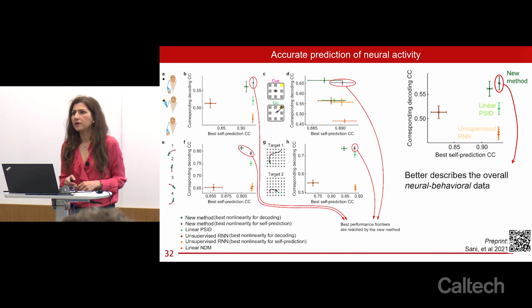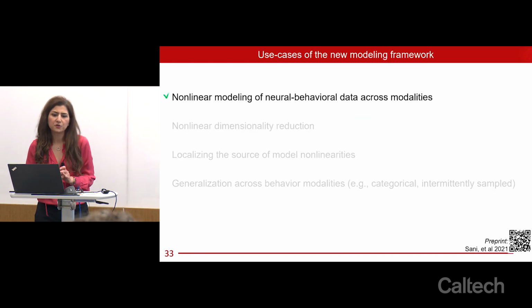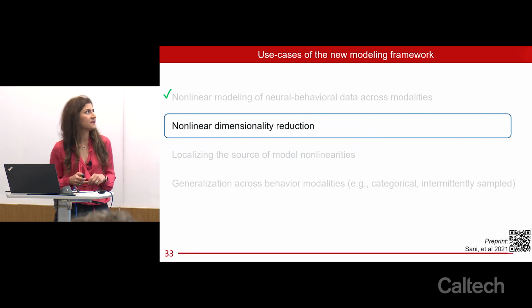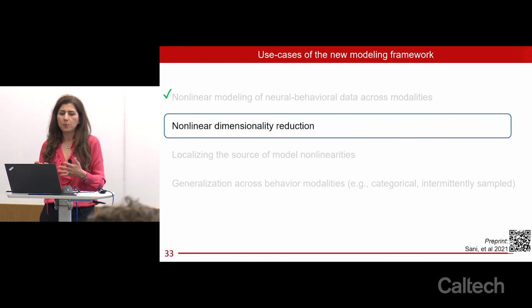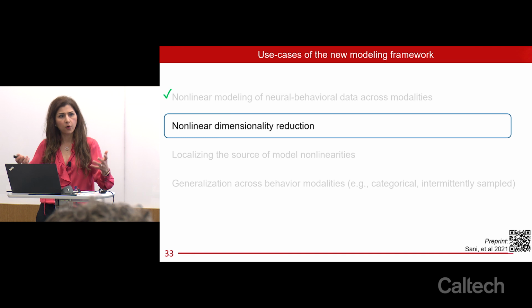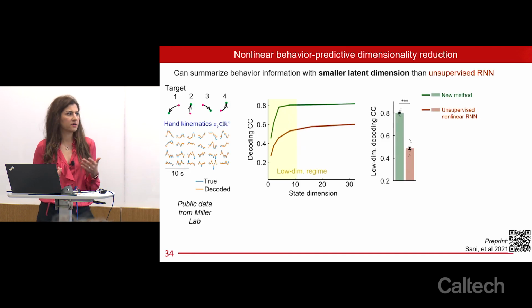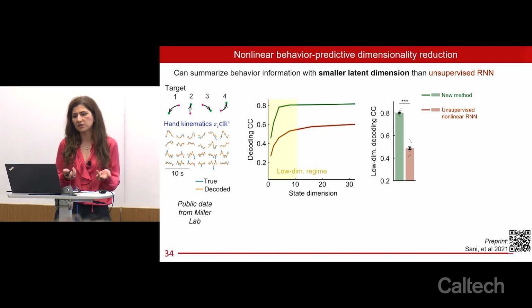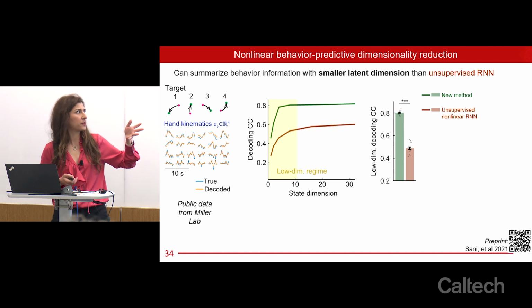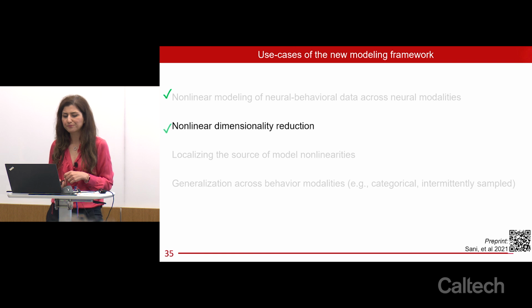All right. Where were we? The second use case is nonlinear dimensionality reduction. Because this is behavior-informed modeling, we hypothesize that it can summarize behavior information using much lower state dimensions. And that was the case when we compared with the nonlinear RNN.